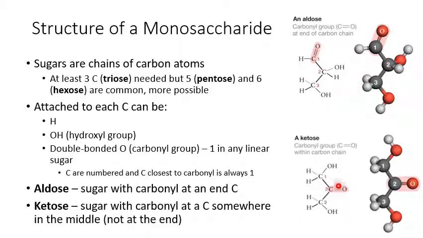But you might have it somewhere else. You might have it in the middle or just on any other carbon that's not at the end. In that case, we would call that a ketose sugar. So a ketose, you know it's a sugar because it has the "ose" on the end. Same for the aldose. Since it has the "ose", you know it's a sugar. But with the aldose, the carbonyl group carbon is going to be at the end. And with the ketose sugar, the carbonyl group carbon is going to be just somewhere that's not at the end.